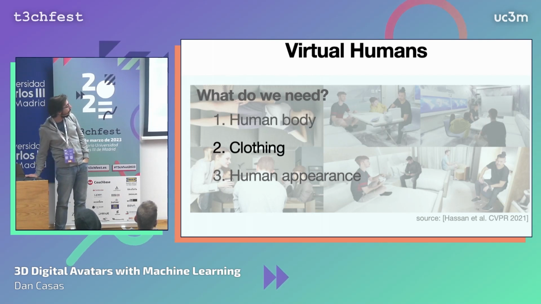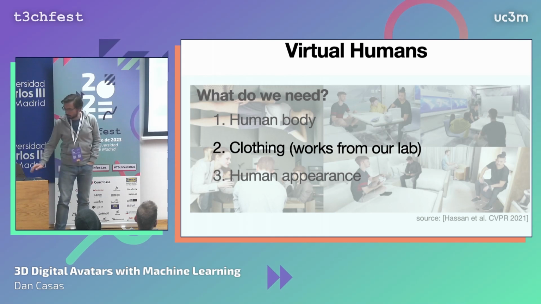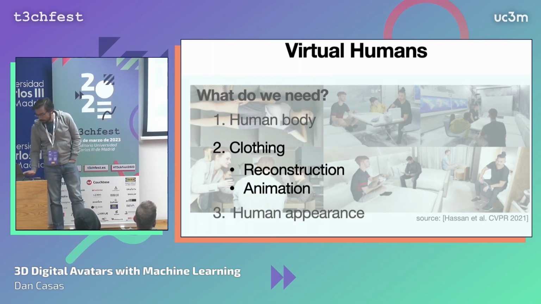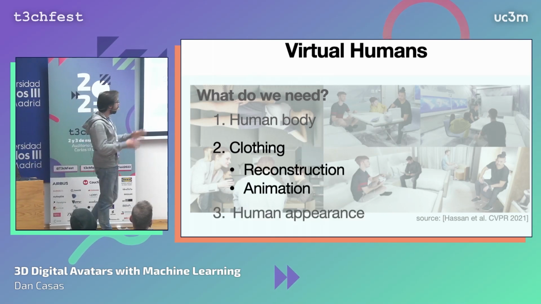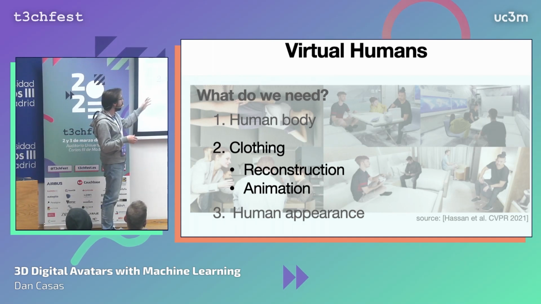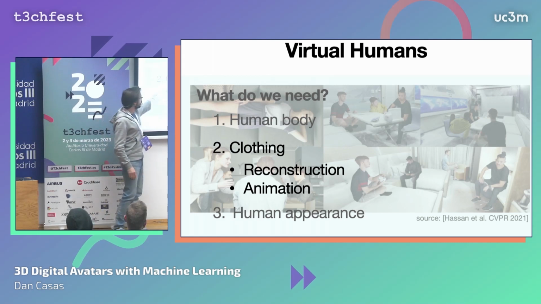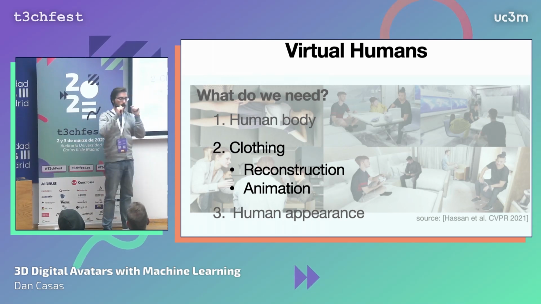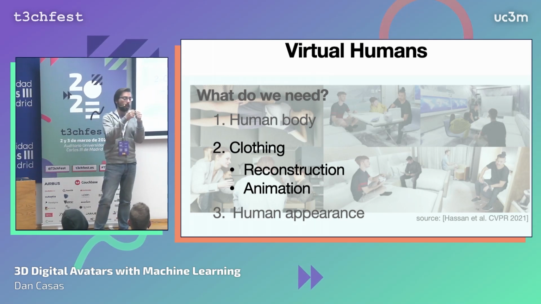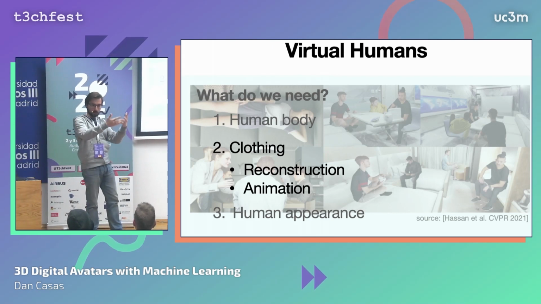So first we're going to talk a bit about clothing. As I said, it's mostly work from ours. And actually, it's important to make a distinction here between reconstruction and animation, right? By reconstruction of clothing, I mean that I assume I have an image, and I want to extract the clothing that appears in this image, right?